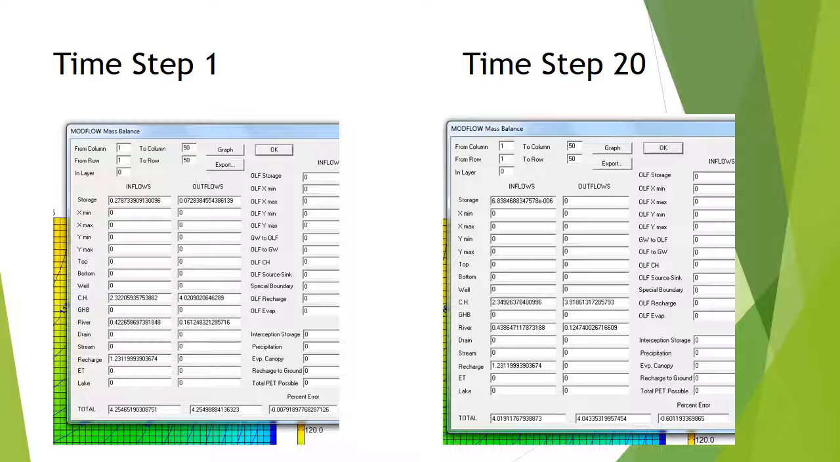As you can see from this alternative with the cap and the well, the initial outflow from the river is very similar to the scenario with just the cap, as is the outflow at time step 20. It doesn't change much over time, much like the one with just the cap.